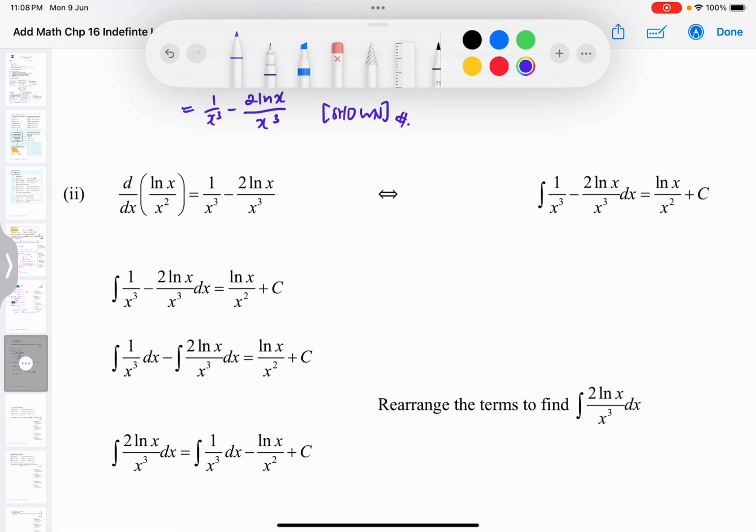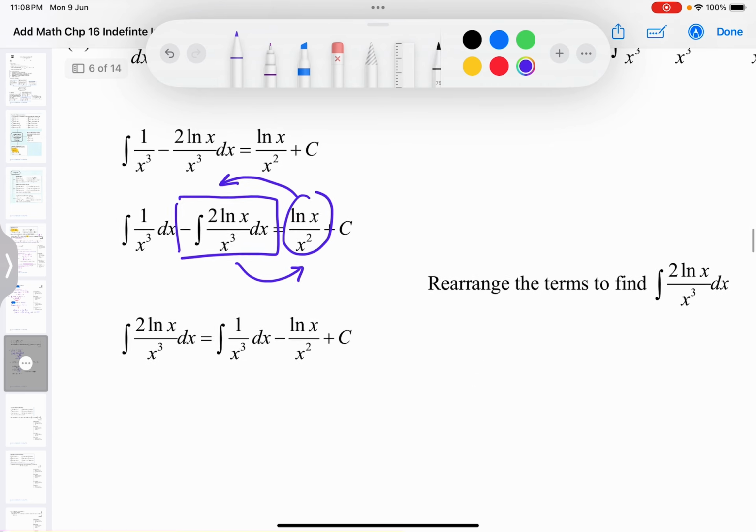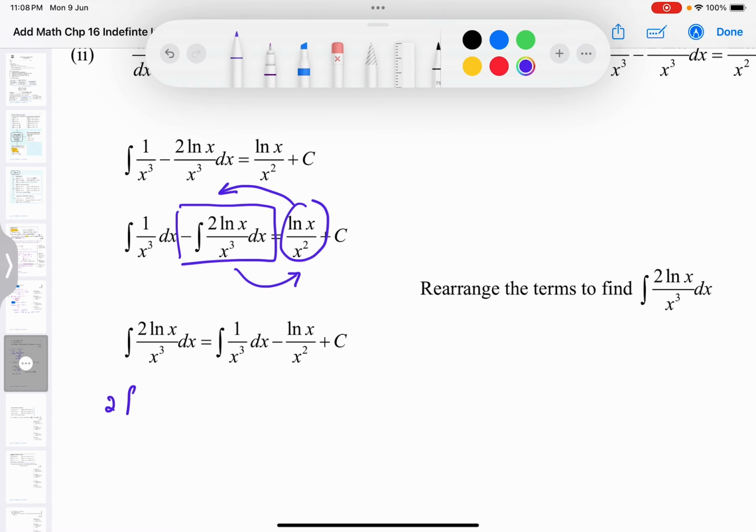You can then integrate the individual terms separately and then rearrange the whole expression. This is a negative term, so I brought this term over to the other side, and this term is positive, and I bring this term to the other side. So I reorder it in this manner, and that's how I get this. Then from here, I want to take out the factor of 2 because that's not what the question wants. At the same time, I'm going to integrate the right hand side.